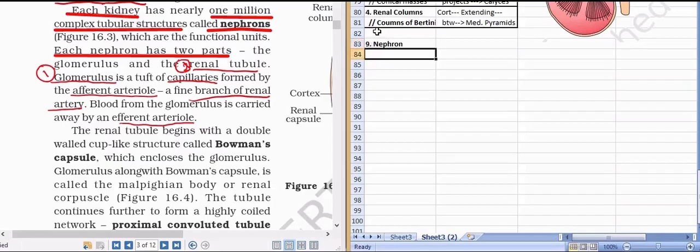And the concept. First, the definition. It's a complex tubular structure. Tubular, it's made up of tubules. Structure. It is made up of, again, blood vessel plus tube, the renal tube.